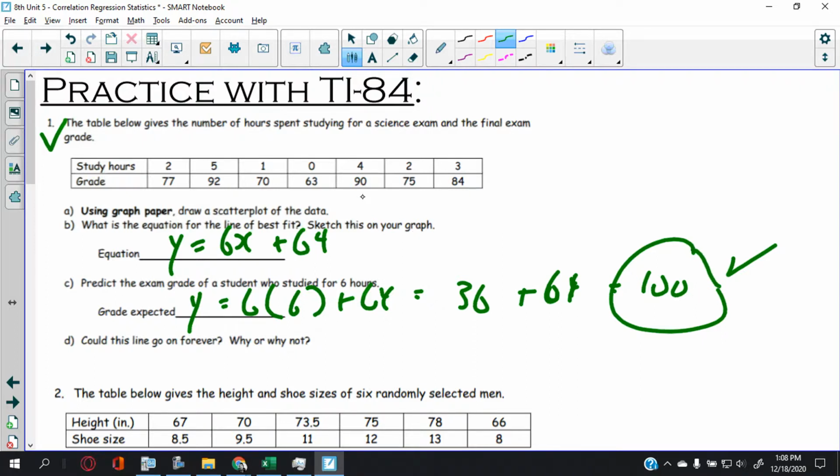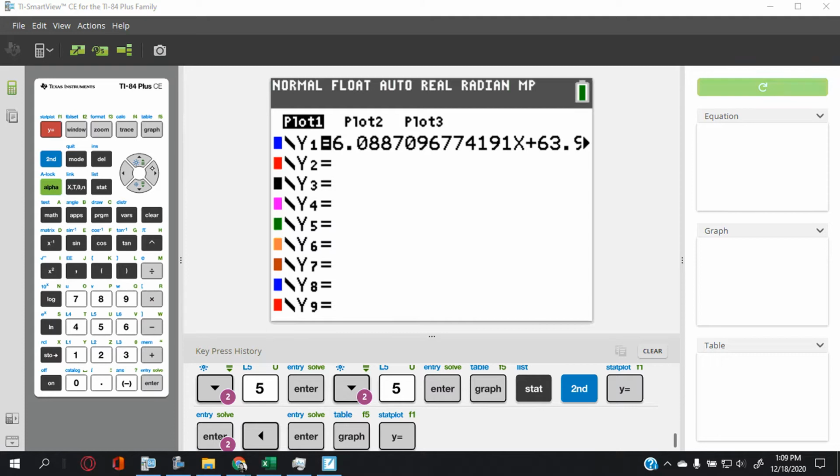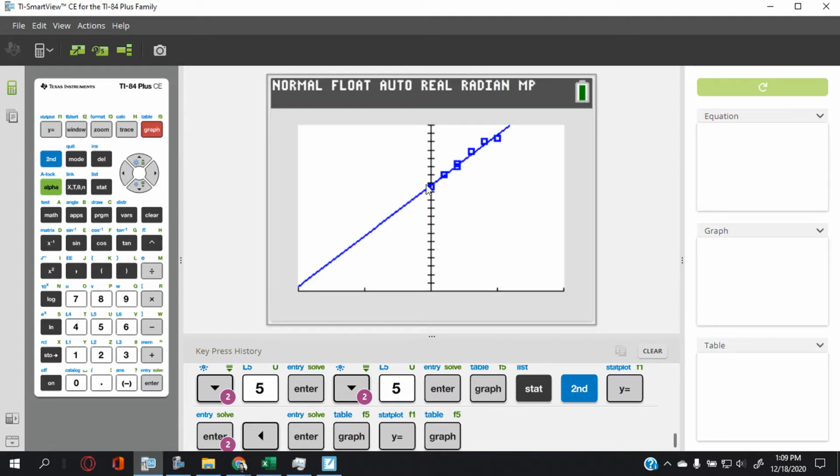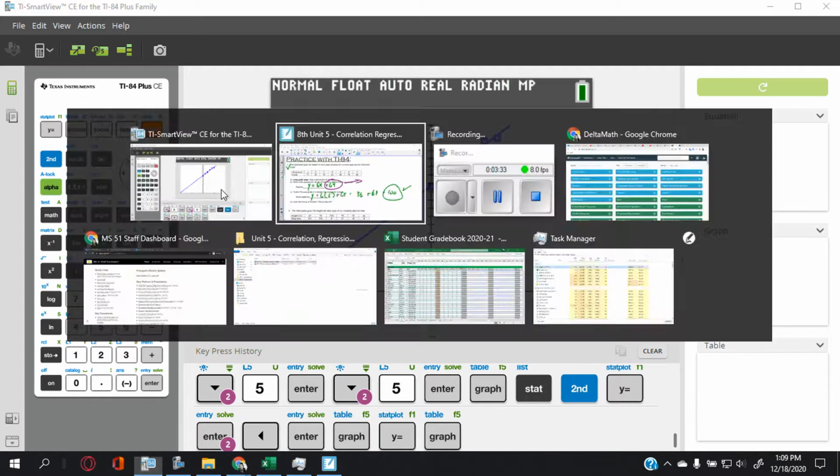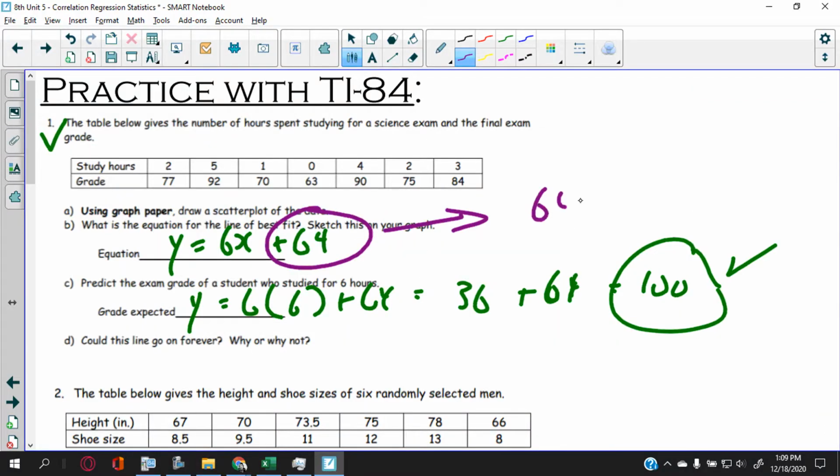I also want to ask you, this is a huge question. What is the y-intercept good for? What does it tell you here? Think about it. Yeah, if you don't study, let's go back to the graph. Right here, if you don't study, what do you think you're going to get? Yeah, 64. Maybe it's not a good message to send that if you don't study, you'll still pass the test, but that's what that means. And then what does the 6 mean? Slope: for every hour you study, expect a 6-point increase.